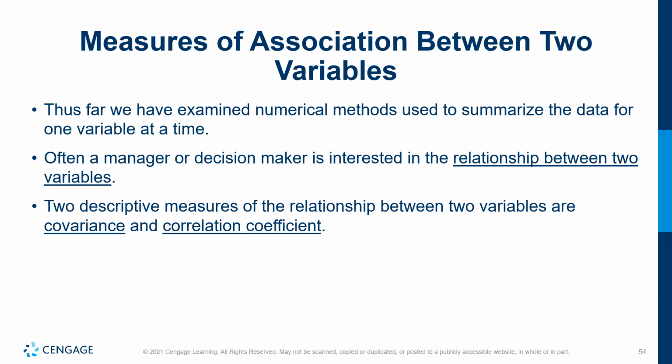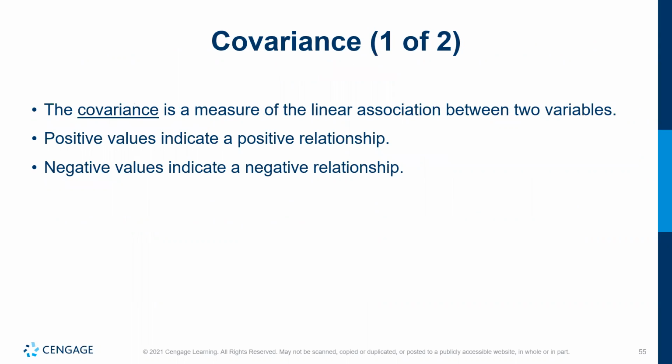Anyway, this is measures associated with two variables, right? How much do we put into something, what's the output of that, and how related are they? So covariance is the first one. I'll read you the definition: the linear association between two variables. Positive values indicate a positive relationship, meaning as one variable goes up, the other goes up. And negative values indicate a negative relationship, meaning as one variable goes up, the other goes down.